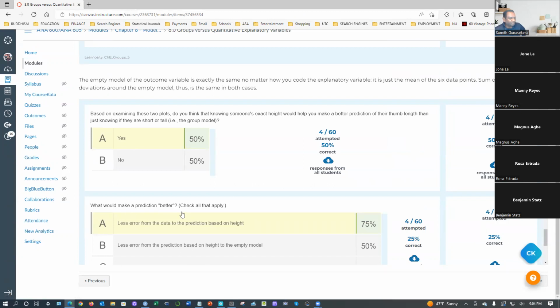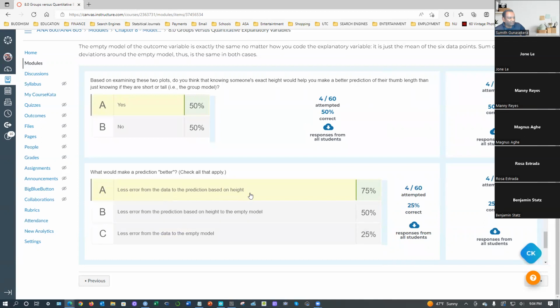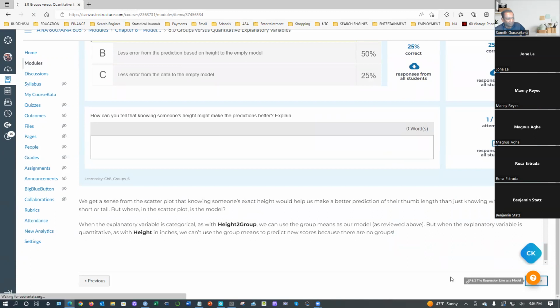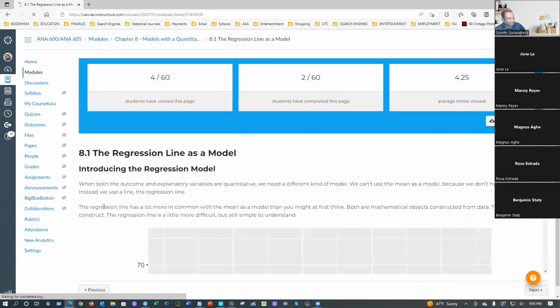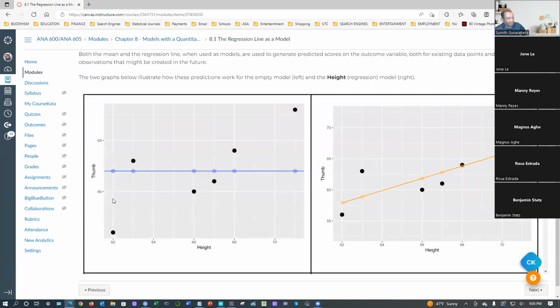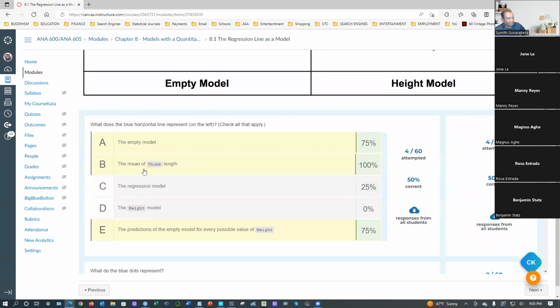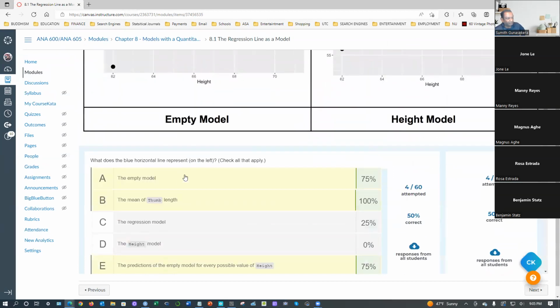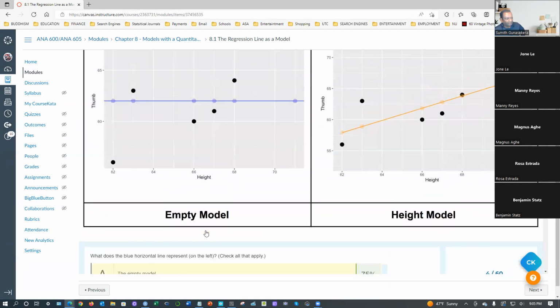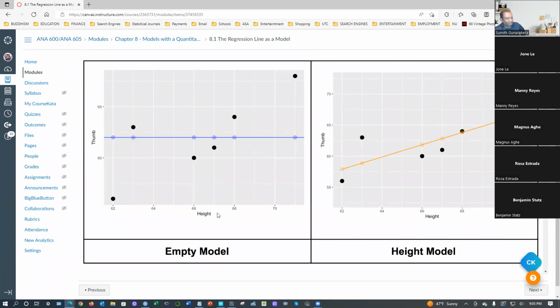What could make a prediction better? Less error from the data to the predicted values based on height. Less error. Now, regression line as a model. What does the blue horizontal line represent? This blue horizontal line is nothing but the mean of the thumb length. It is the prediction of the empty model for every possible value of height. You can remember that.